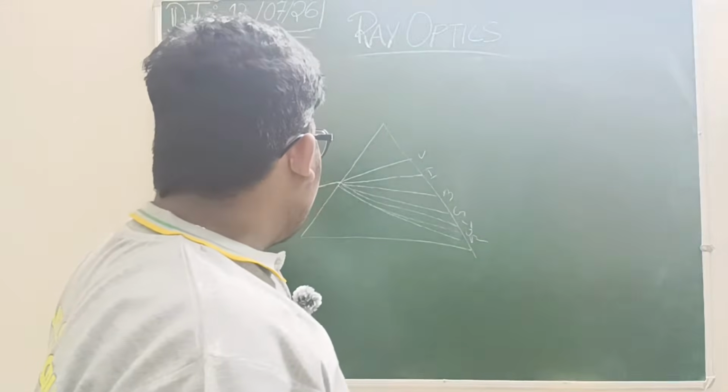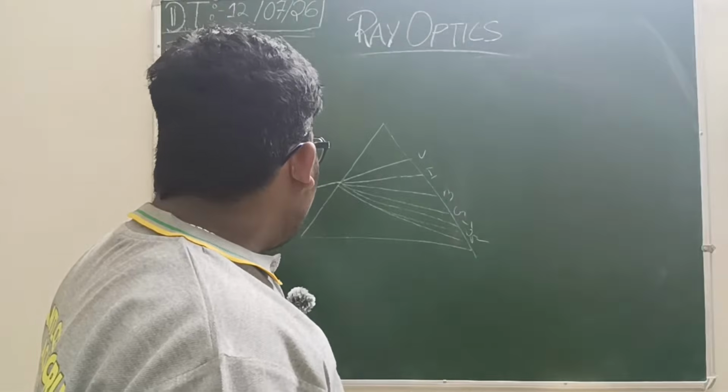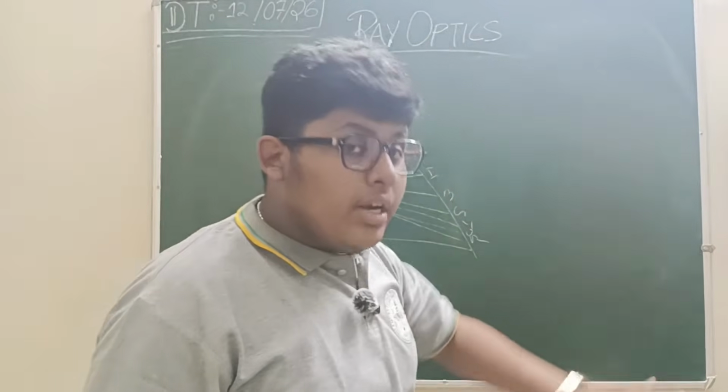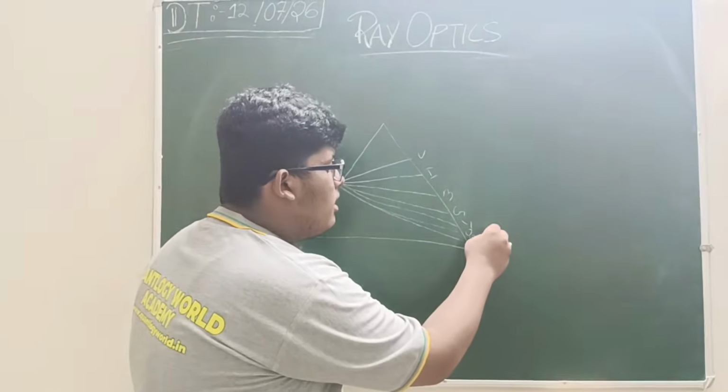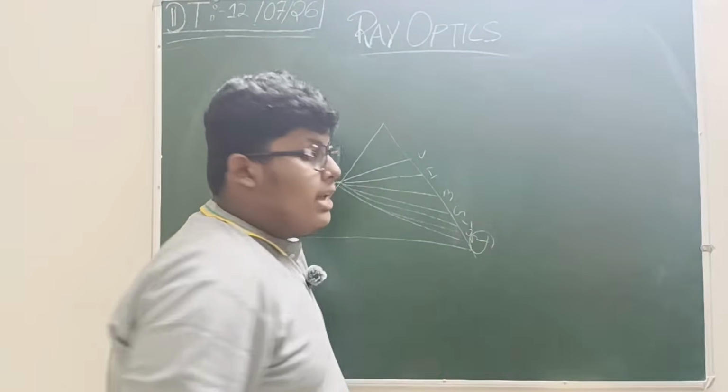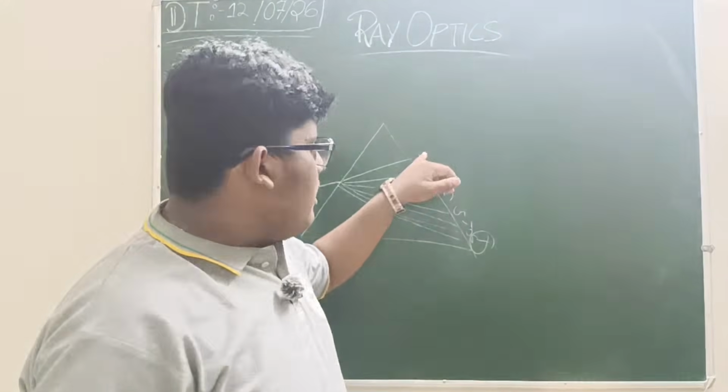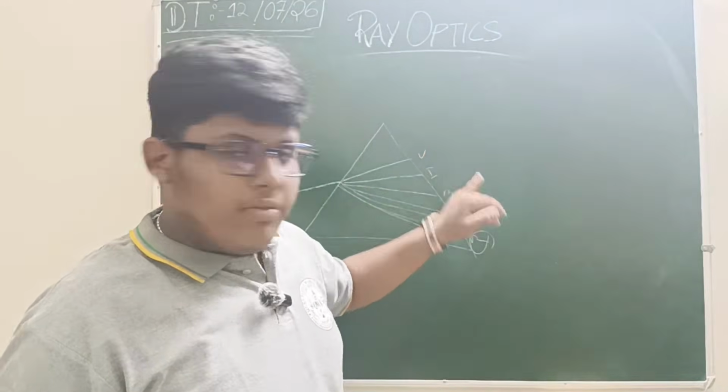So during refraction through prism, white light spreads into 5 different colors, sorry, 7 different colors, in which the red color light has the highest wavelength and the violet color light has the least wavelength.